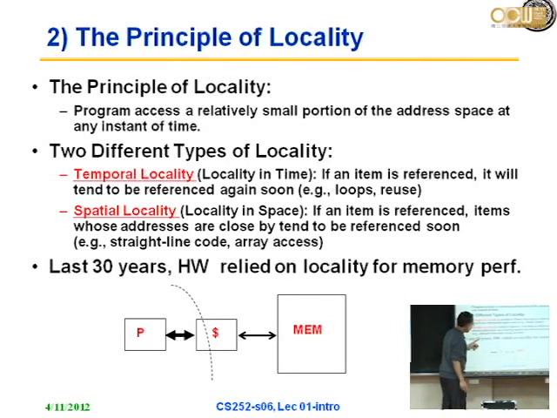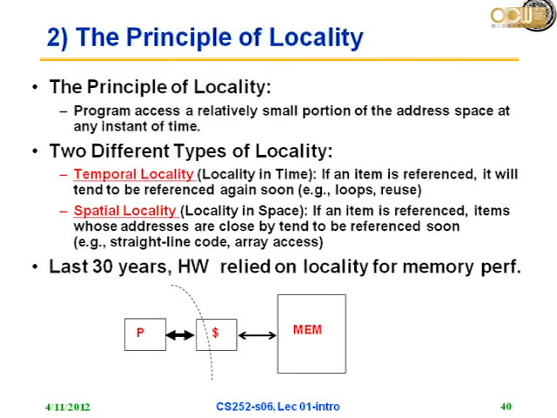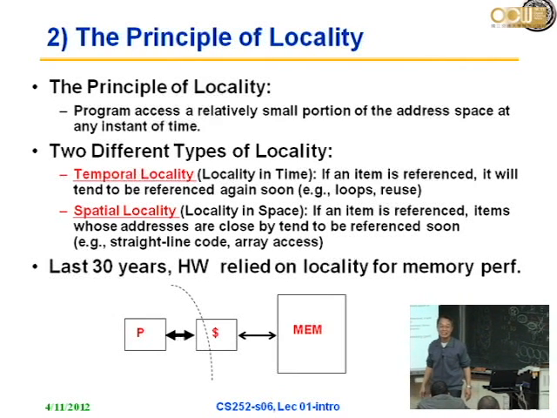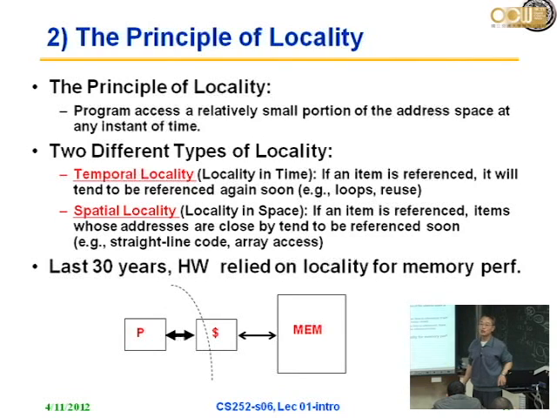And for the last 30 years, hardware relies on locality for memory performance. Cache memory was invented in 1968, more than 40 years ago. And virtual memory even earlier.